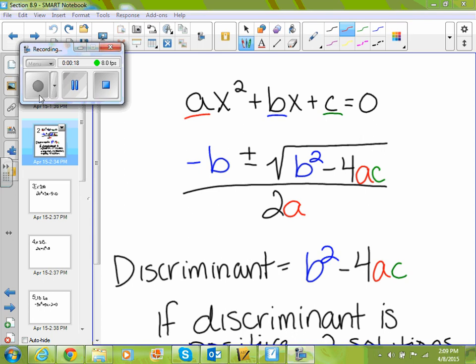Alright, so whenever you have any quadratic in this form, this is called your quadratic formula. You need to have this memorized for your test. Okay, so negative b plus or minus the square root of b squared minus 4ac all divided by 2a. Okay, so does everybody have those two parts down?